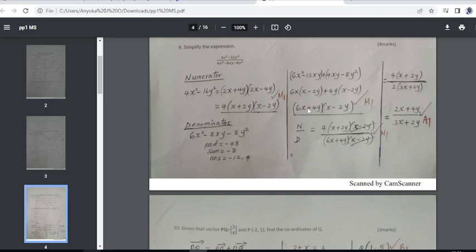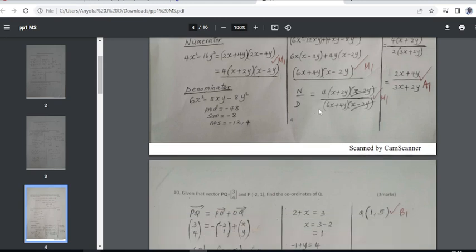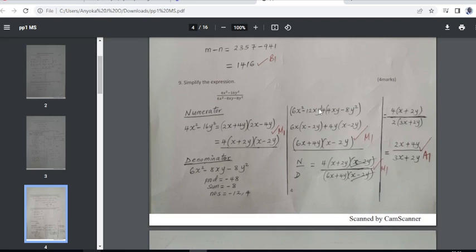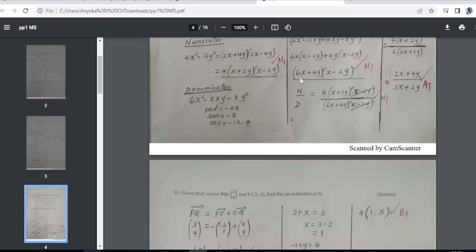This 6x plus 4y, 2 is common. We can factor out 2 so as to simplify it fully, so that we have 2 into bracket 3x plus 2y into bracket x minus 2y.